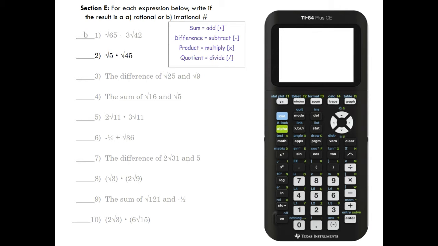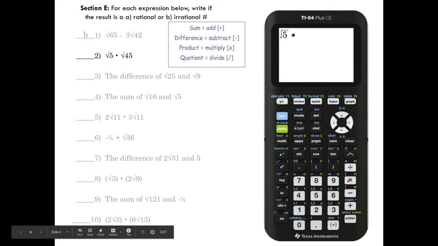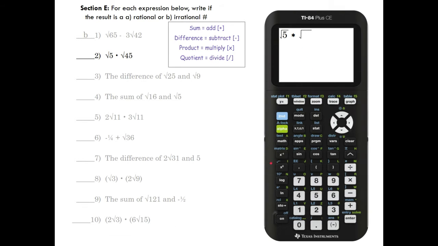Number 2 now, we have radical 5 times. That dot means times. That dot means multiply. That's radical 5. So you do second x squared, and you get the radical sign. You then put a 5 in it, and then you have to go out of the radical sign. So you have to click this button right here. This button gets you out of the square root, and then you click multiply right here. It gives you this star sign, basically. Then you have another radical, so second x squared, and then 45. You then click enter, and you get 15 as the answer. 15 is rational, right?